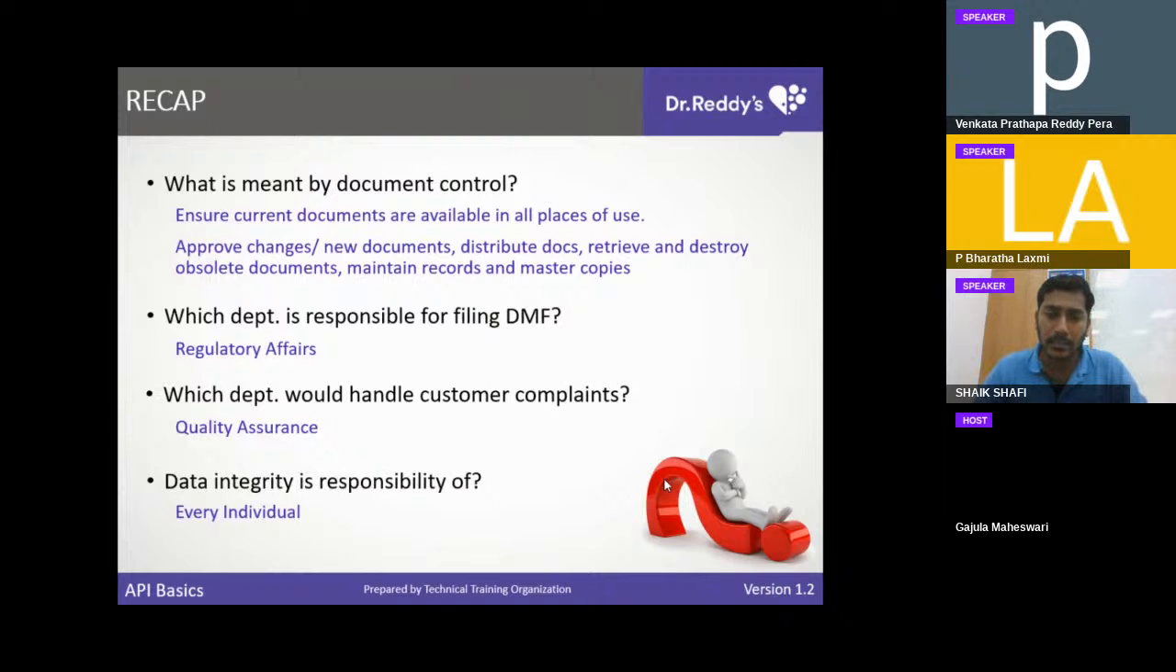Customer complaints are basically handled by QA. Data integrity is everyone's responsibility. Integrity means doing the right thing when no one is watching. So whether watching or not watching, we need to follow our procedures.